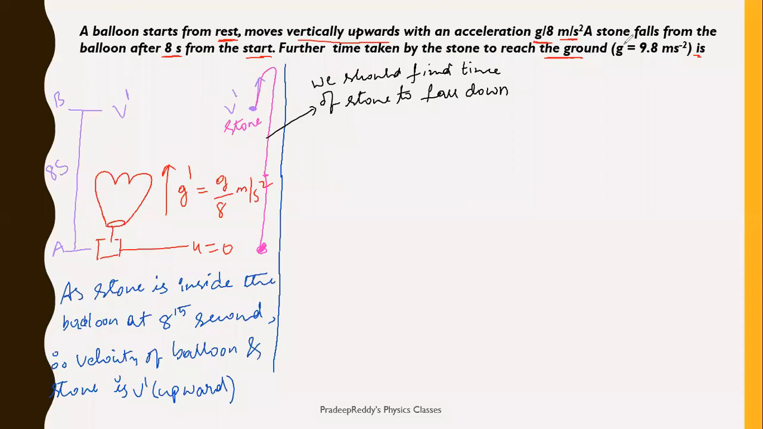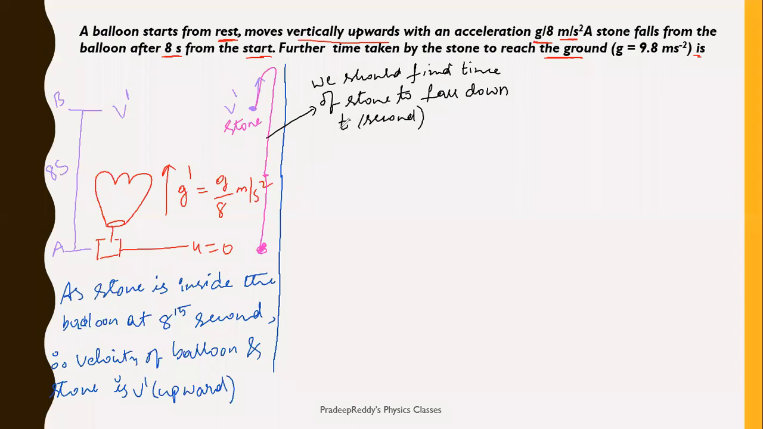So students, as the stone is inside the balloon at 8 seconds, the velocity of the balloon and the stone should both be in the upward direction at the point when you leave the stone. As a result, this stone falls down as if it is at the top of a tower. Now let the time taken by this stone to fall down be t seconds. Now you should find out t only. This t seconds you are supposed to find out.